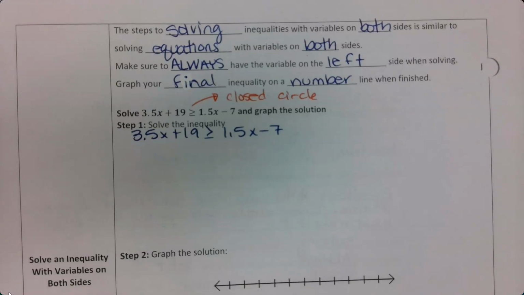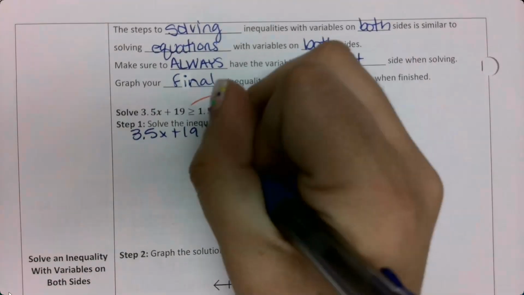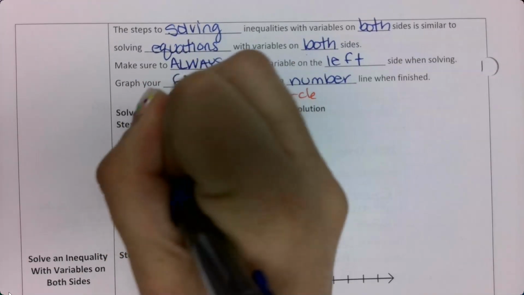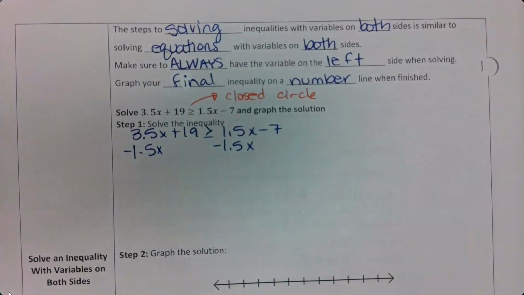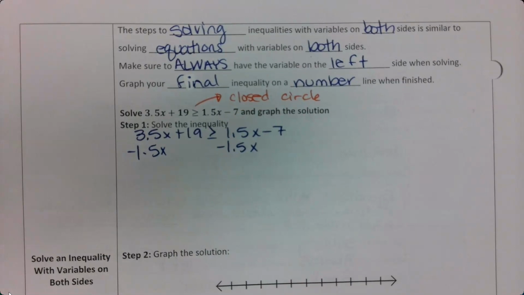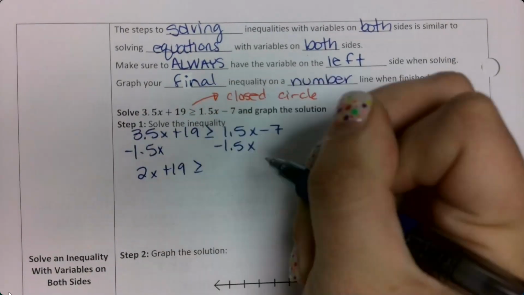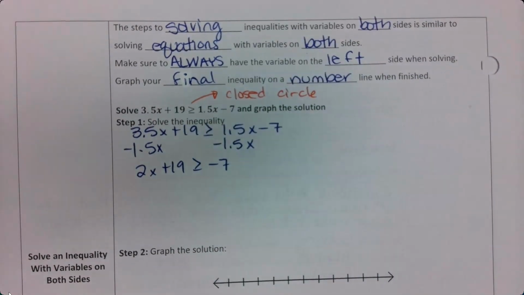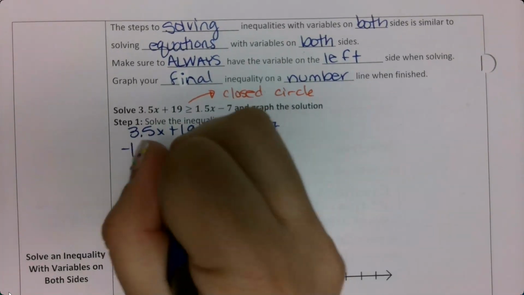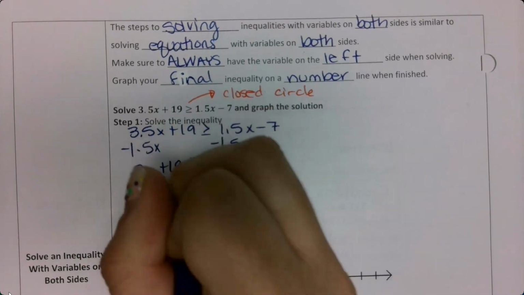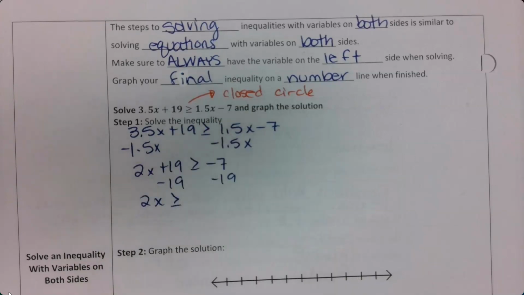Okay, so what's the first thing you want me to do? Get the 1.5 to the left side. Okay. I'm going to subtract the 1.5x on both sides because I want my variable on the left. What is 3.5 minus 1.5? 2. So I have 2x plus 19 is greater than or equal to negative 7. And then, Ozzy, what were you saying? Minus 19. I'm going to subtract the 19 on both sides. What is negative 7 minus 19?